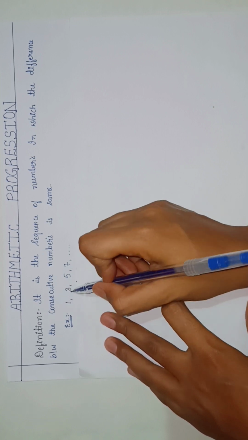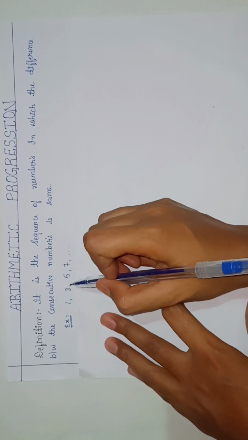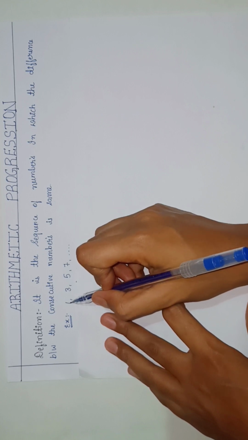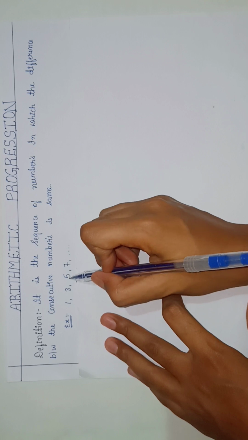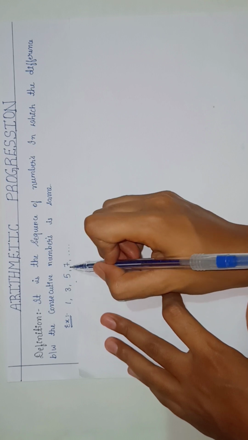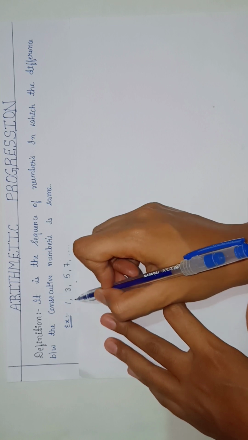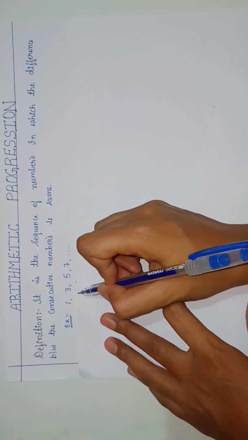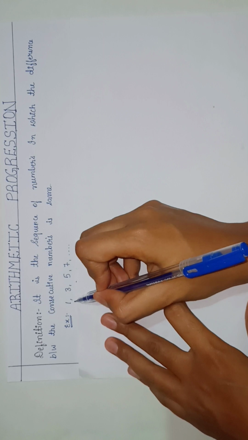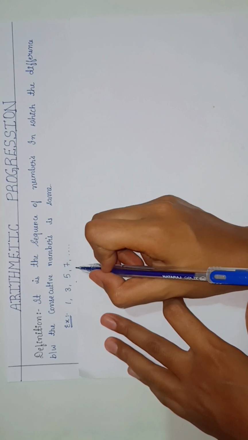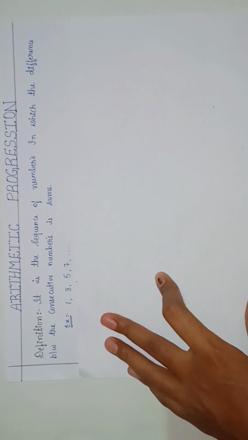Now, if I subtract these consecutive numbers, I have to get the same difference. Look, 3 minus 1, how much? 2. 5 minus 3, 2. 7 minus 5, 2. So if you subtract these numbers, you are getting the same difference. So this sequence of numbers is said to be in arithmetic progression.